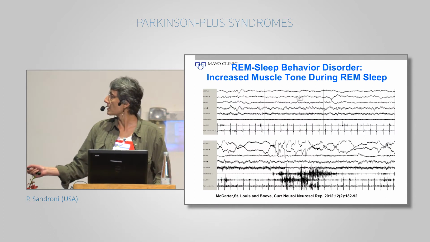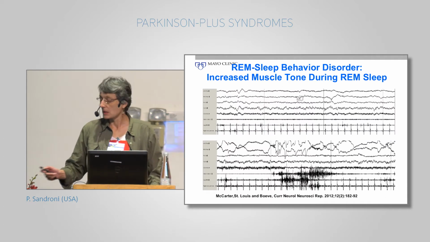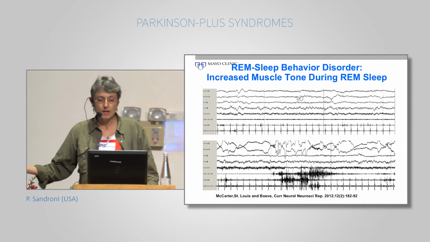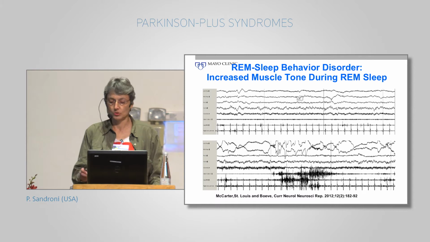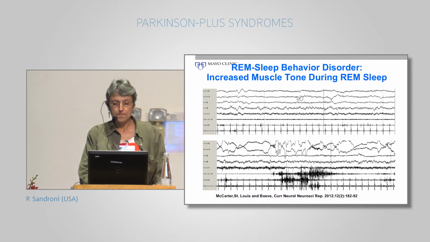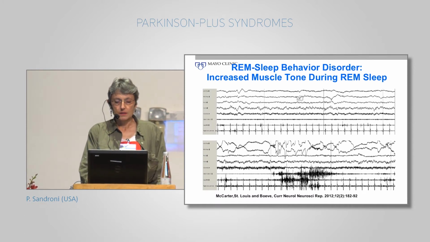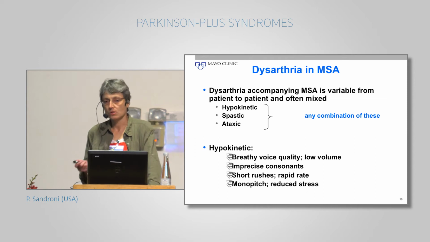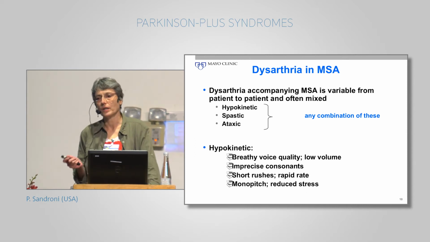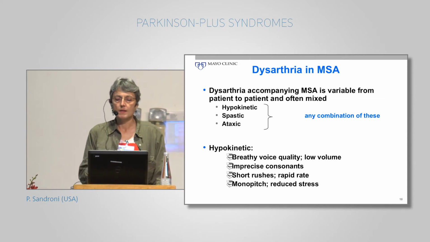This is a classic image of a patient with REM behavior disorder. You'll see the loss of muscle atonia during REM sleep, which again implies brainstem dysfunction. Speech involvement is also extremely problematic and very frustrating both for the patient and their family.